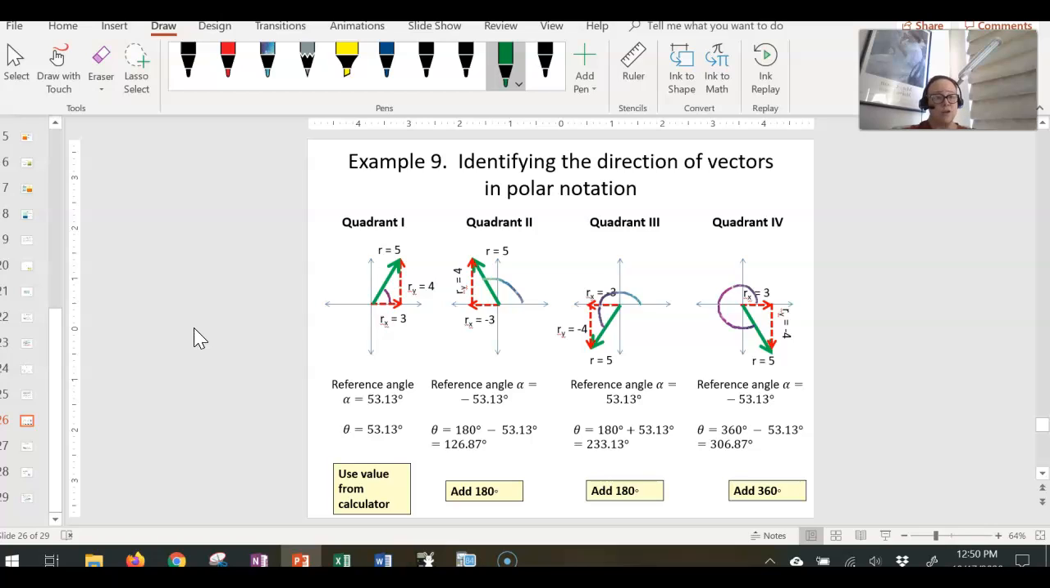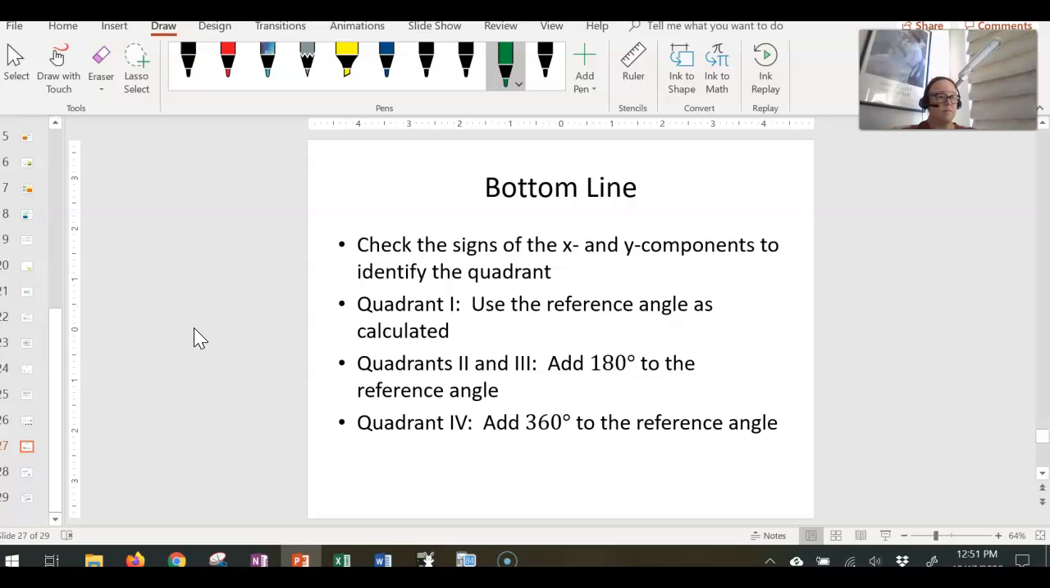But if the vector is pointing in either quadrant 2 or quadrant 3, then you need to add 180 degrees to the value that your calculator gives you. And if the vector is actually pointing in quadrant 4, you need to add 360 degrees to the value that your calculator gives you. So, quadrant 1, use what your calculator gives you. Quadrants 2 and 3, add 180 degrees to the angle that your calculator gives you. Quadrant 4, add 360 degrees to that angle.